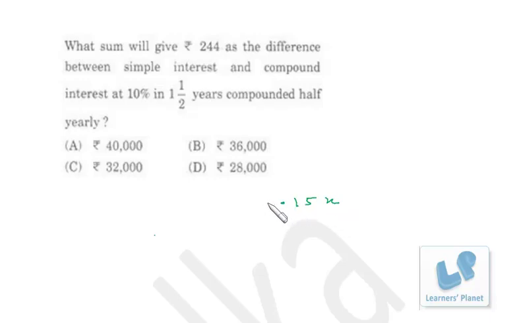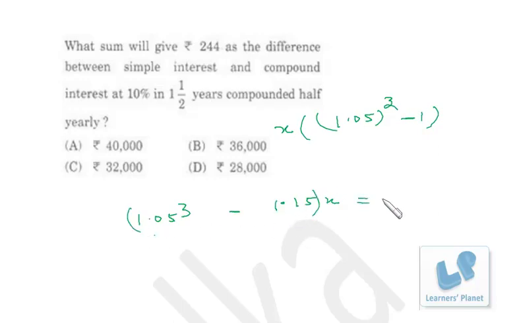Now what will be the compound interest? That is 5% per 6 months, so 3 times it will be compounded. So it will be 1.05 whole cube minus 1, and the amount was x, right? Now the difference between this and this is 244, right? So I just write it over here. I can take x as common. So it is 1.05 cube minus 1 minus 0.15, so it's minus 1.15, 15x, and that is actually 244. Okay, now we have to solve this equation.